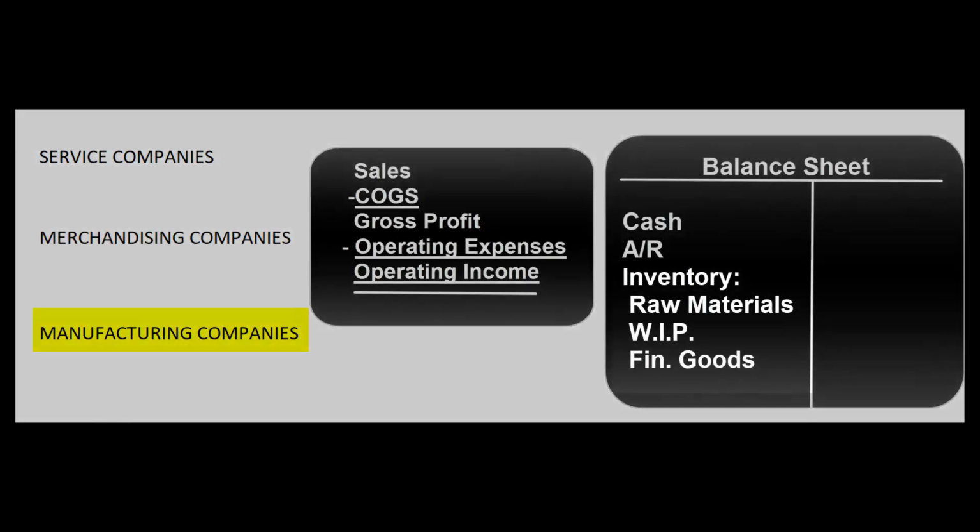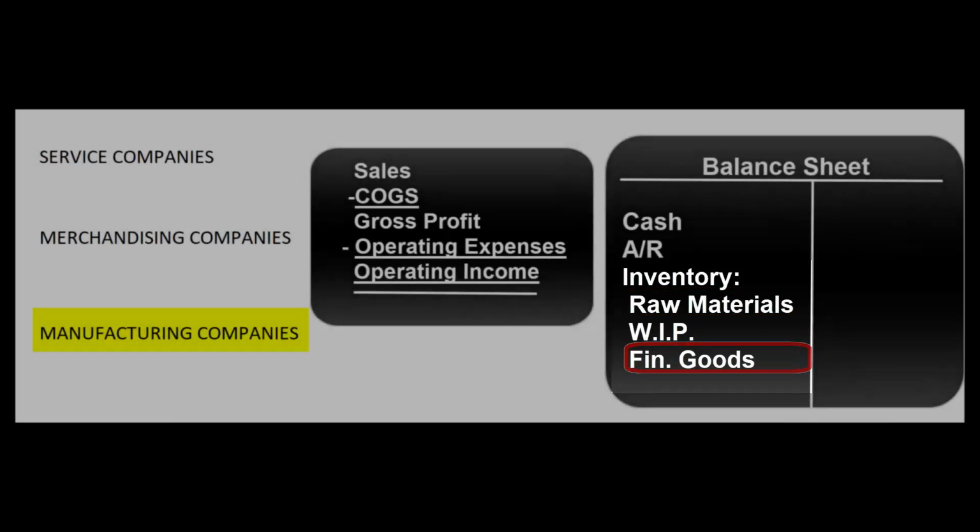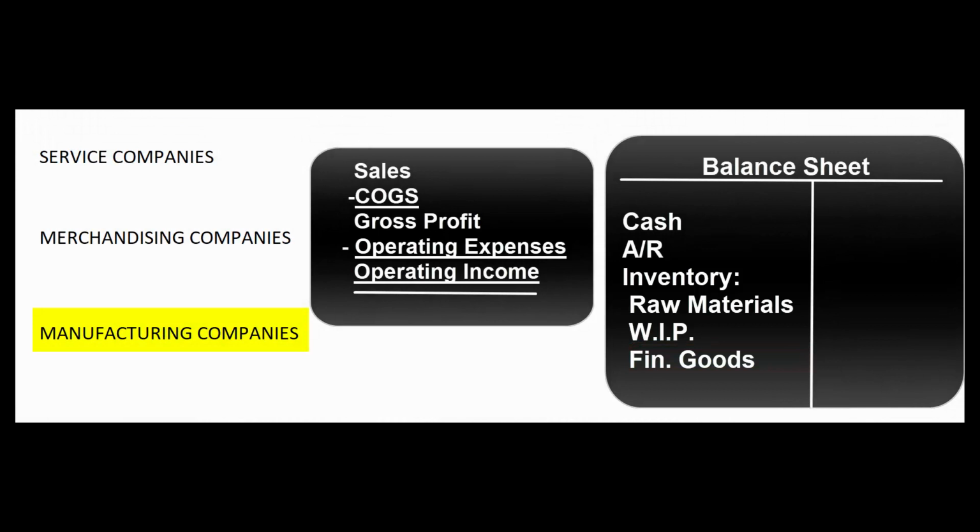And on their balance sheet, they're going to have three different kinds of inventory: stuff they're going to work on, stuff they're working on, and stuff they're finished working on, and they're just waiting to sell. And one company could be a service company and a merchandising company, or a company like Amazon. There's an argument that they are all three types of companies.